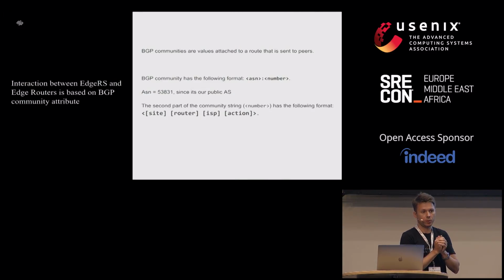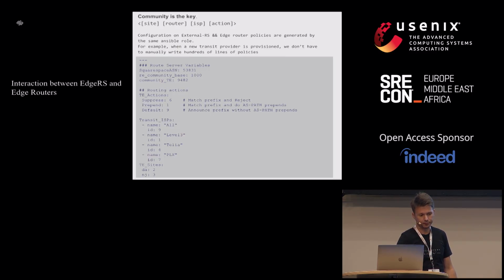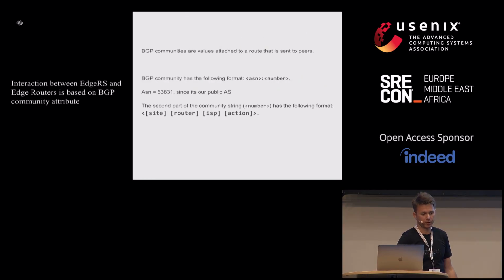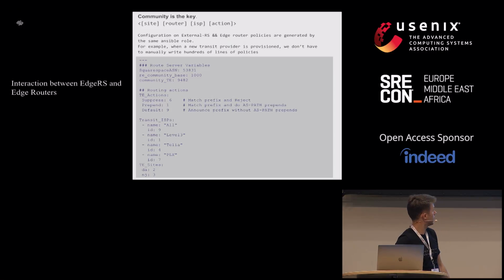And we use BGP community here in the following way. A BGP community is a number that consists of two parts. The ASN is always static, and the number is used to encode some information. In this example, the number is used to encode site, router, ISP, and action. There is an Ansible configuration file that has all the variables needed for that BGP community. So in this case, Dallas is 2, New Jersey is 3. Supported actions are suppress, prepend, default.